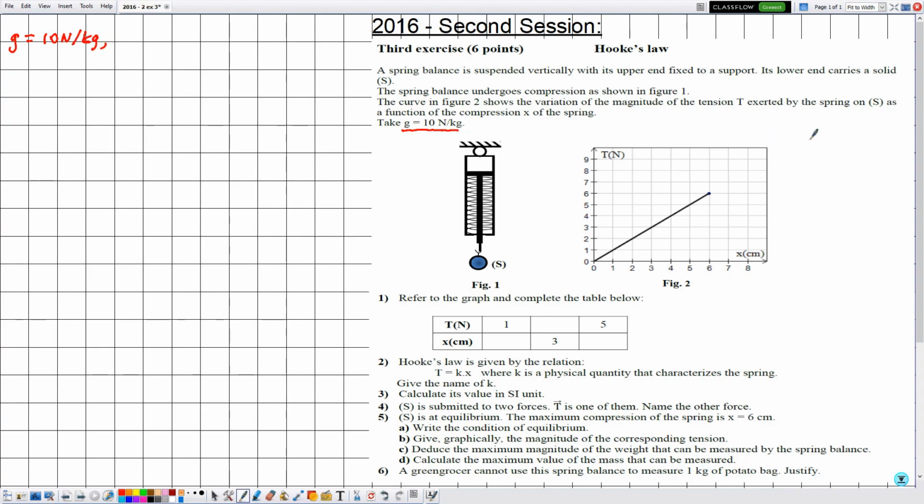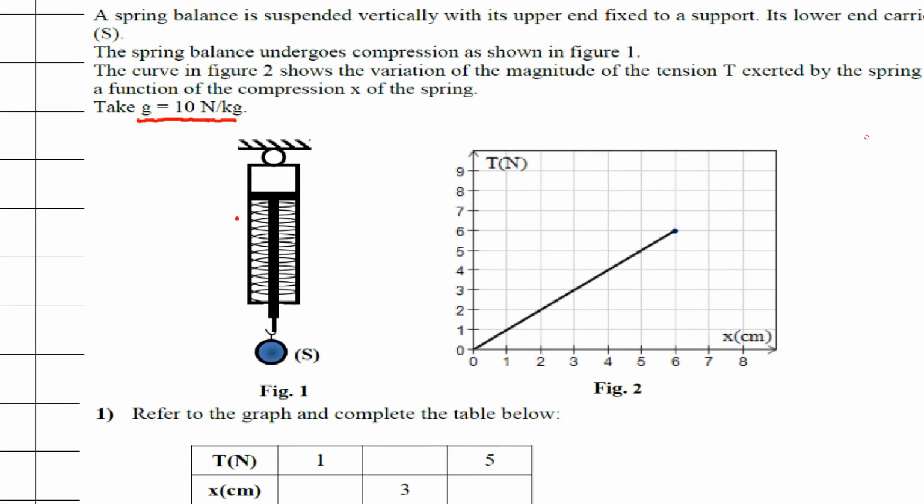So here as we can notice that the spring undergoes a compression and not elongation because the spring is placed inside this tube, okay? And the solid S is pulling the spring downward, so it undergoes compression.